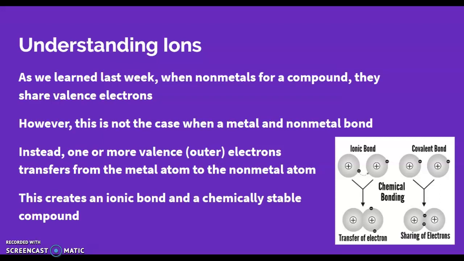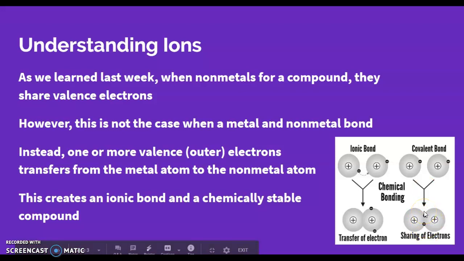Okay, so as we learned before in previous cycles, ions are atoms which have lost or gained an electron. We'll talk a little bit more about that in a moment. Last week we went over covalent bonds, which is when nonmetals form a compound by sharing valence electrons. This is not the case when a metal and a nonmetal bond. So remember, covalent bonds, which is over here in this little diagram, are when two nonmetals share electrons together. They share them and they form a covalent bond.